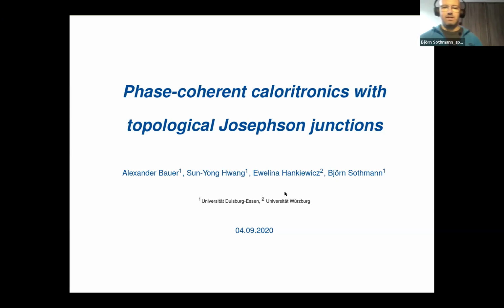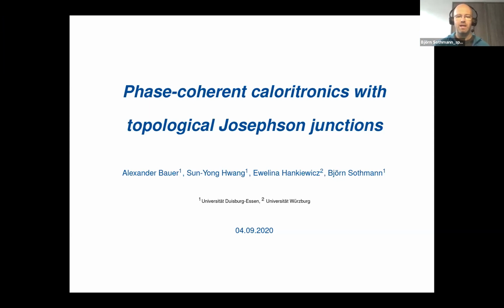Okay, so let me start by thanking the organizers for setting up this very nice and interesting mini colloquium, and also for inviting me to give a talk here on our recent work. The results that I'm going to present today come out of different collaborations with my PhD student, Alexander Bauer, and my postdoc, Sun-Young Wang, and there will also be some work done in collaboration with Evelina Ankiewicz from the University of Würzburg.